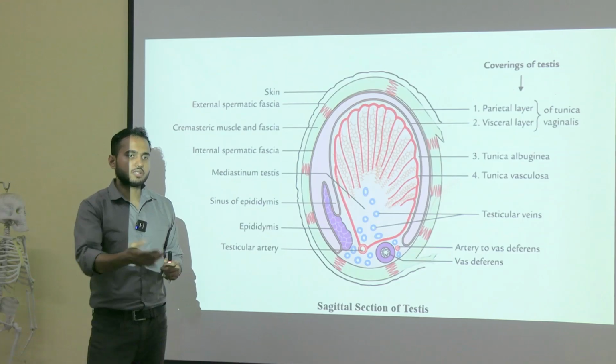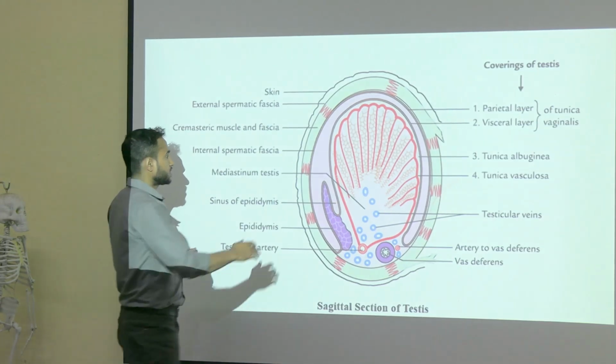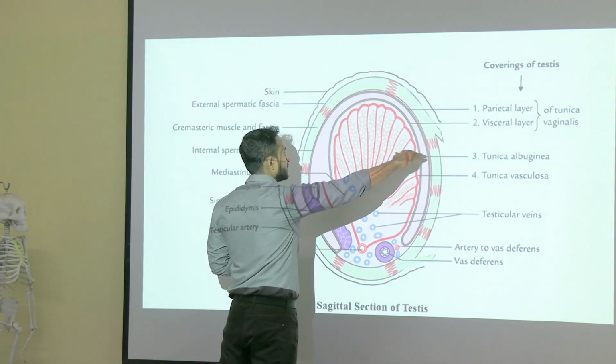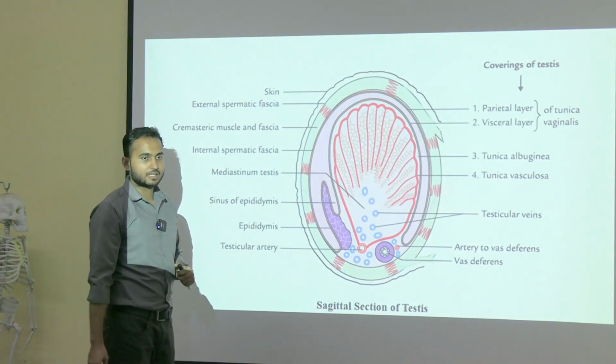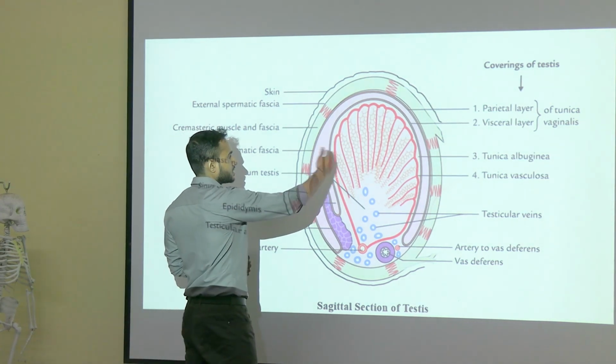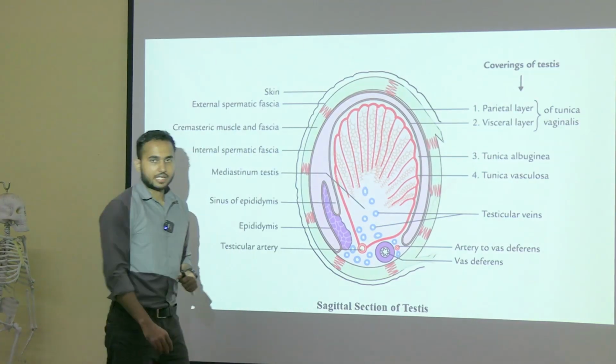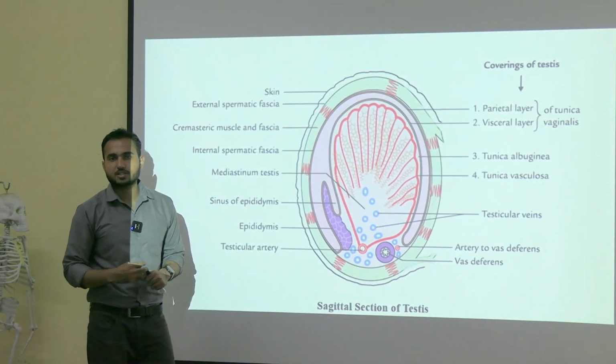Beyond that, if you want to see, what do you need? We need the microscopic structure. Suppose you are taking a section over here and preparing the slide, what can you expect to see? First of all, you can see the coverings, and along with that, the cut section of the lobules. And inside the cut section of the lobules, what can you see?